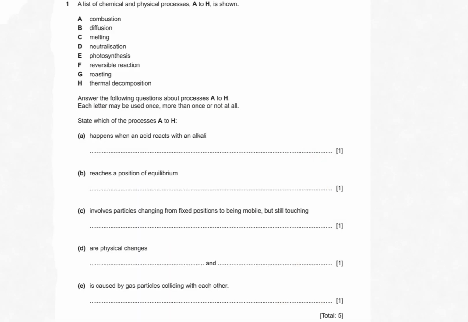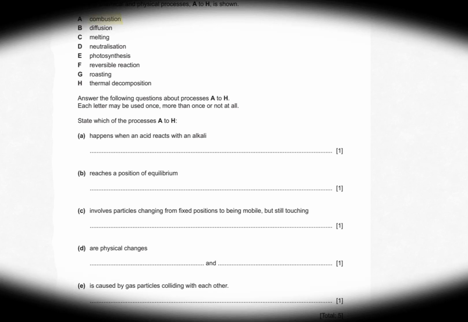Today we're going to look at one of the October-November 2024 past papers. Now the first question gives us a list of chemical and physical processes which are labeled A to H. Now let's quickly go through each of these and just explain what they are. So we're going to start with combustion.